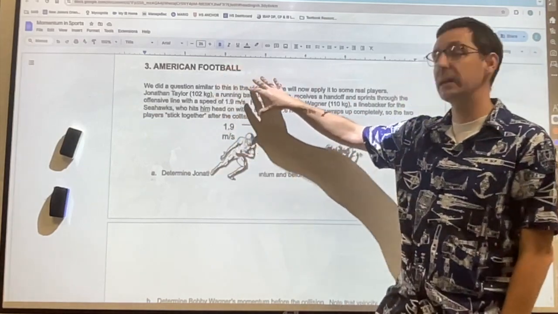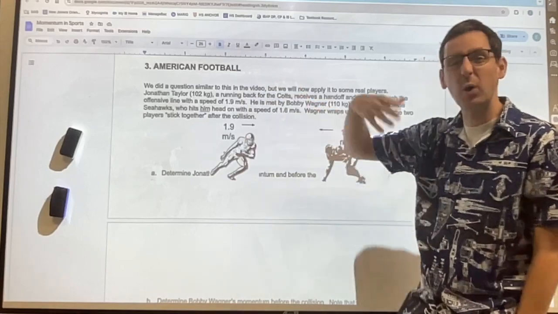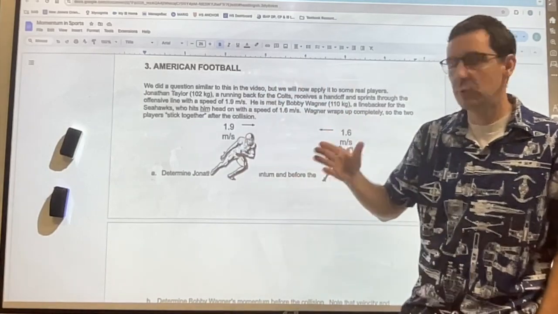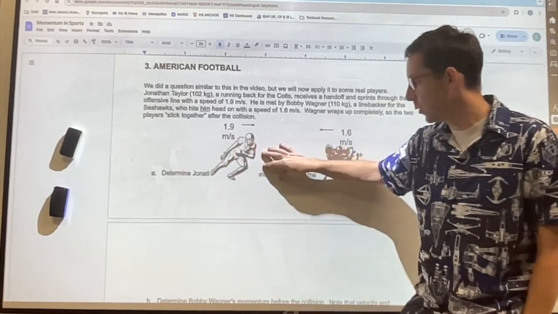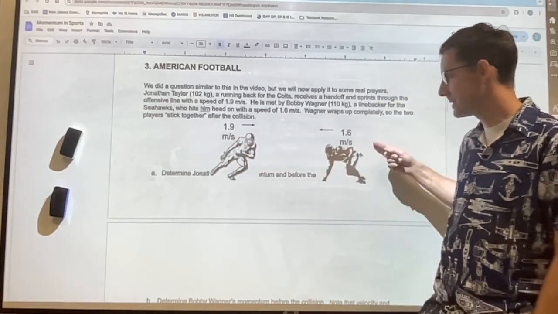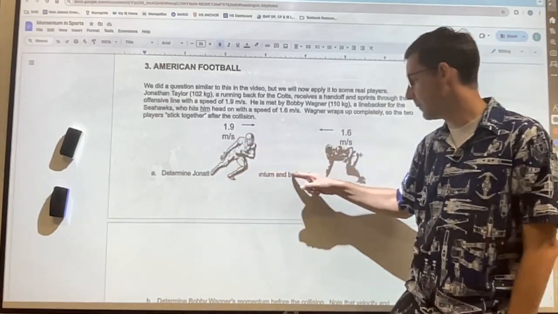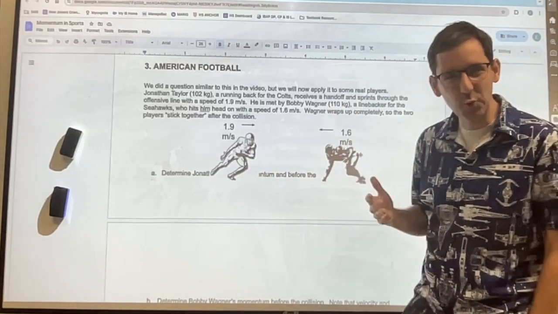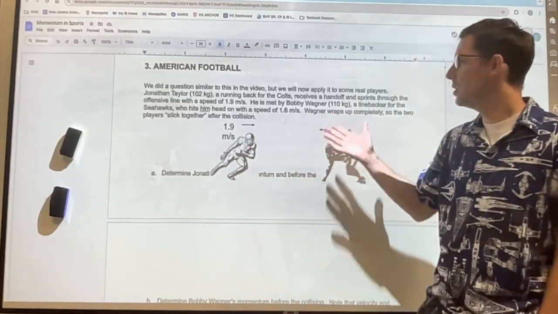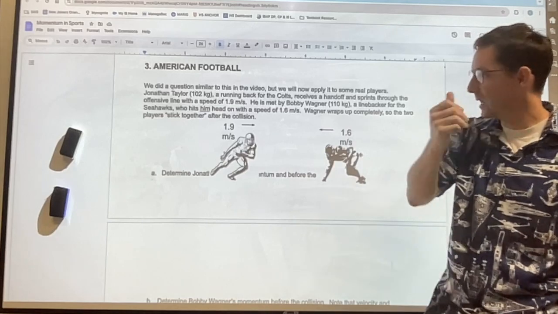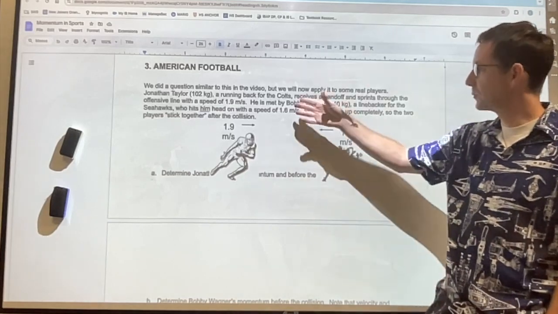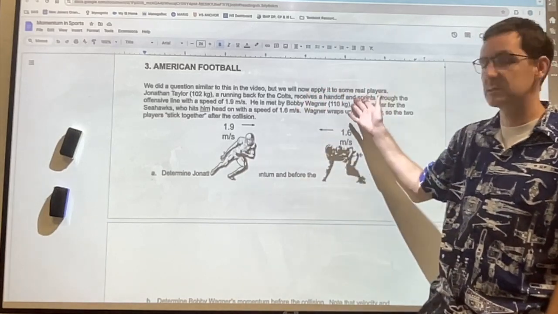Okay, so this one again is back to American football, rugby. You can think of it however you want. We've got one guy running one way, the other guy running the other way, and we want to talk about what happens in that situation. You can read the question in your homework. We did a question similar to this before, but we'll now apply it to some real players.